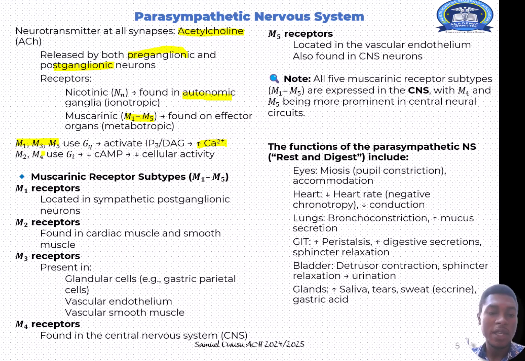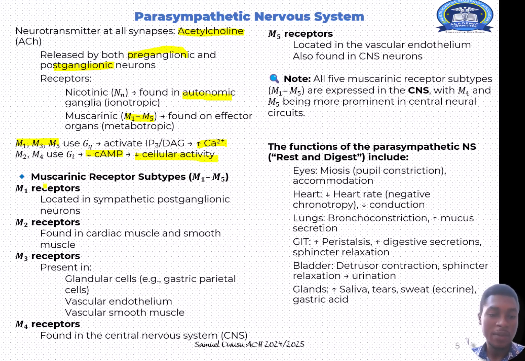Then M2 and M4 use Gi. The i means inhibitory, so it tends to decrease the levels of cyclic AMP. We have Gs, which tends to increase the levels of cyclic AMP. Once cyclic AMP levels are decreased, there's decreased cellular activity.